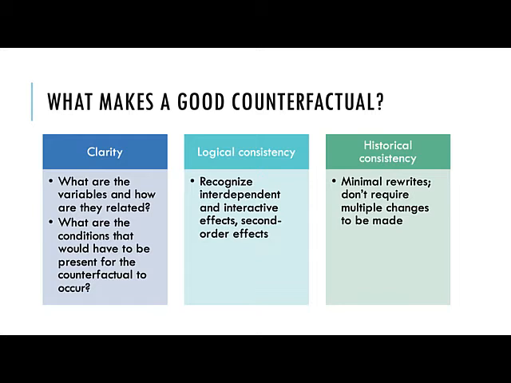Last, you need to maintain as much historical consistency as possible. This is called the minimal rewrite rule. Try to just change one thing. On this, one example of a bad counterfactual is, what if Nixon were president during the Cuban Missile Crisis? It's a bad counterfactual because you actually have to assume a lot. First, that Nixon was elected, then that he would have acted differently about the Bay of Pigs invasion, etc., etc.